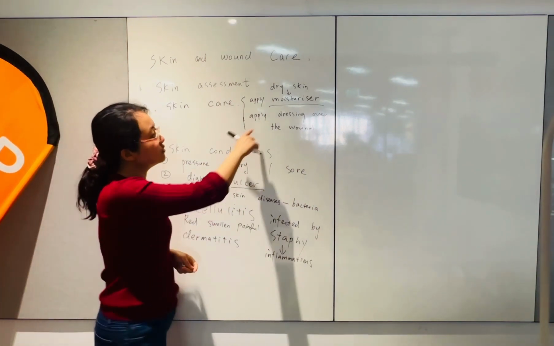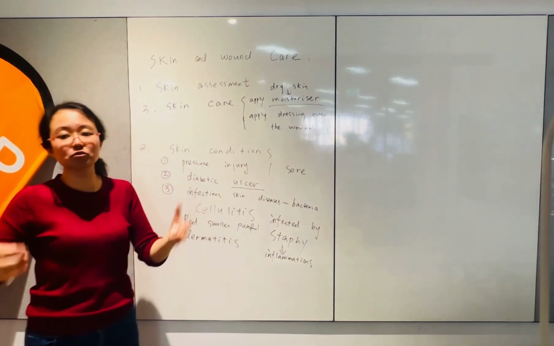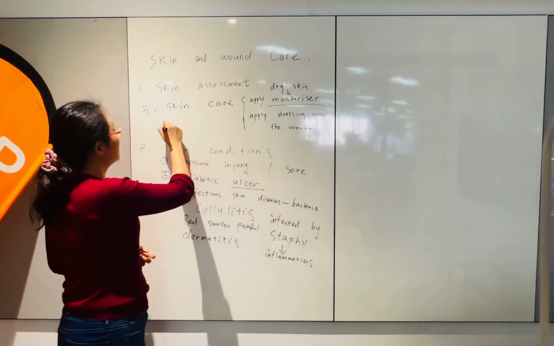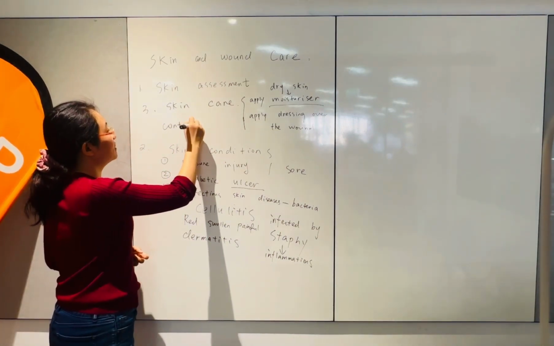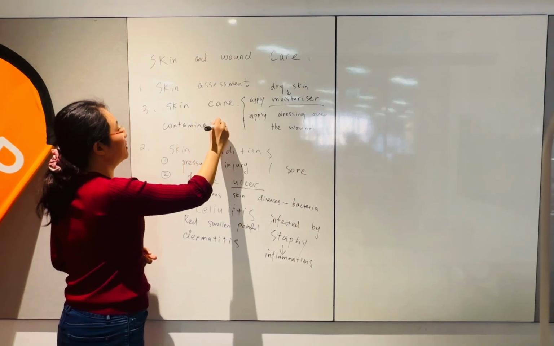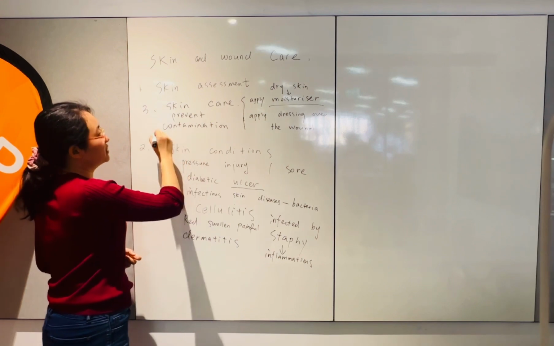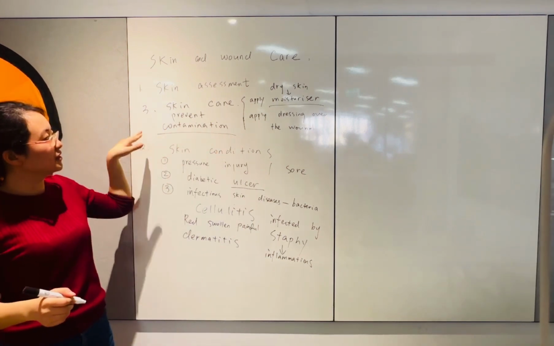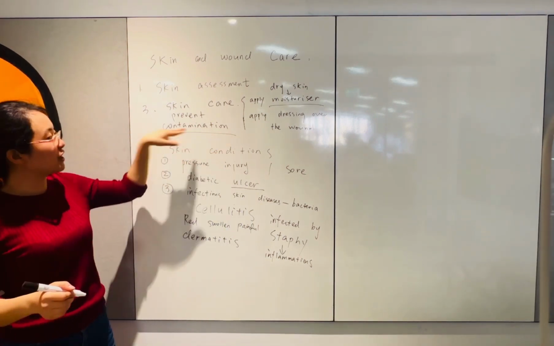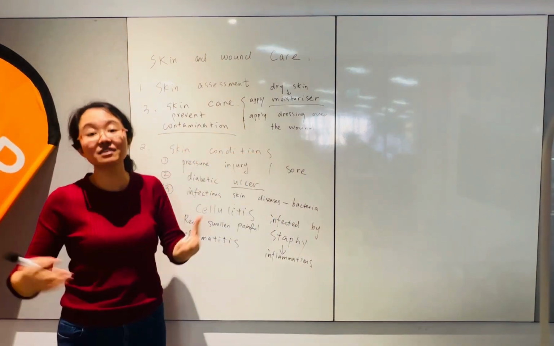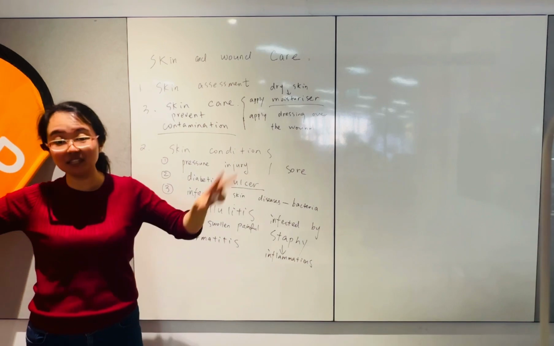So if you don't apply a dressing, the wound will be exposed to the air and then it can be contaminated. Do you know this word? Contamination. So prevent contamination. Try to learn how to pronounce this word. Contamination means the wound gets dirty by something in the environment.